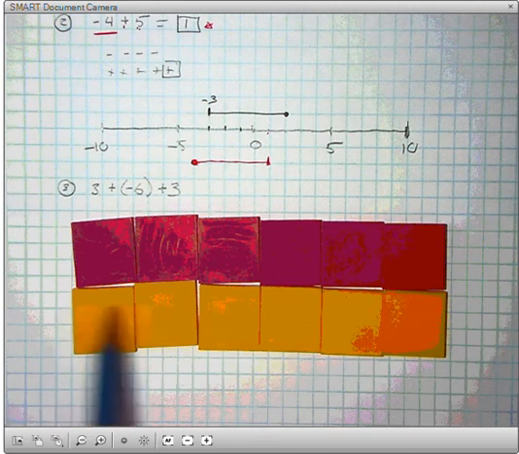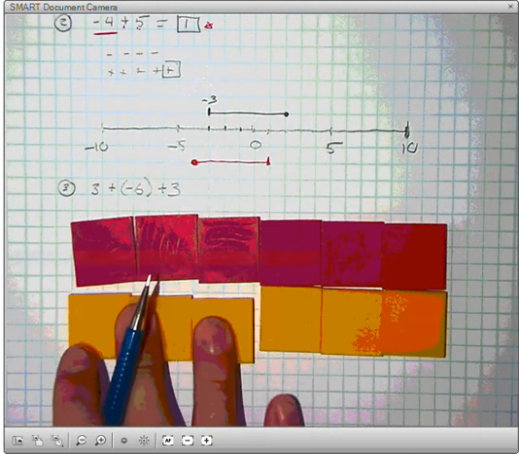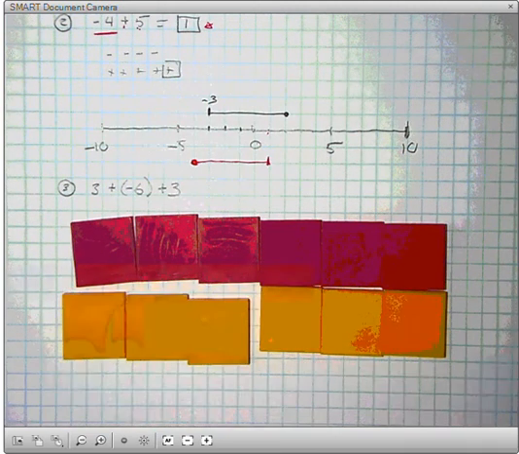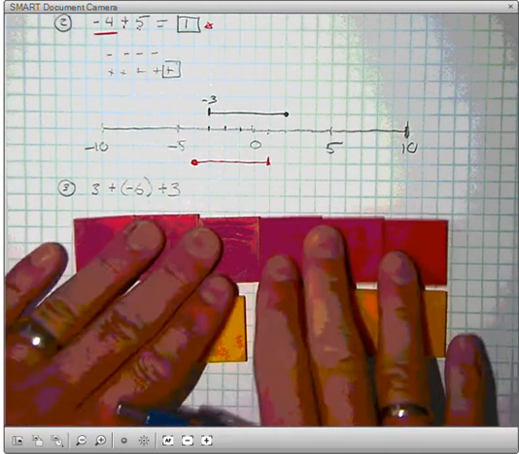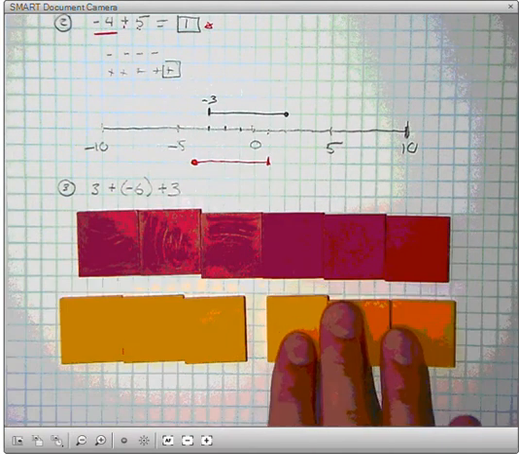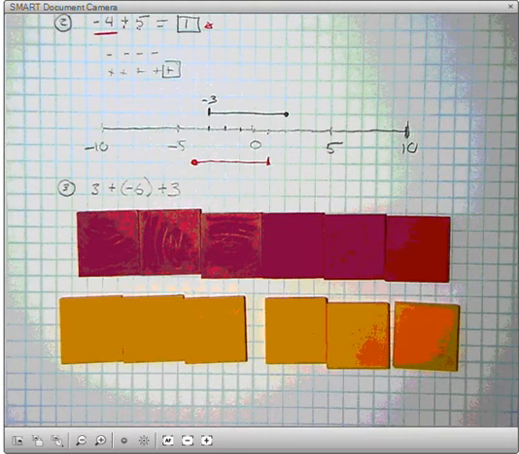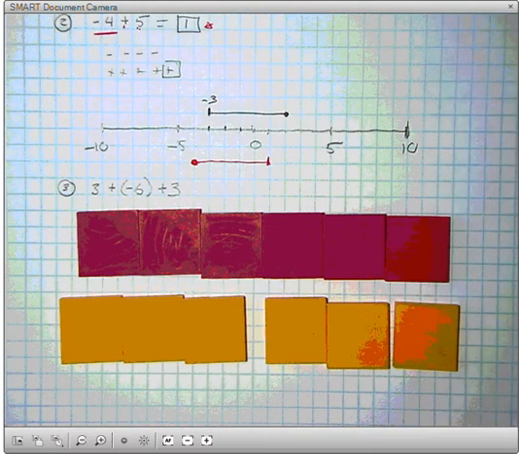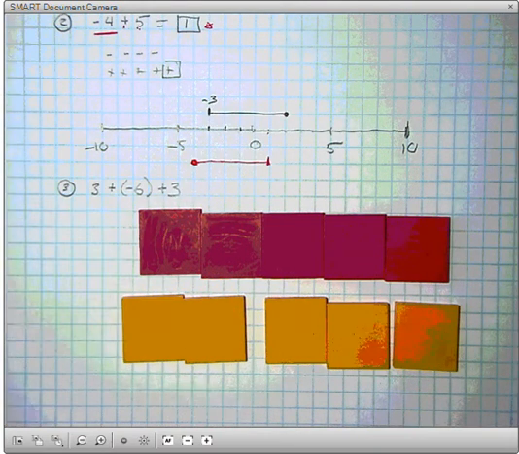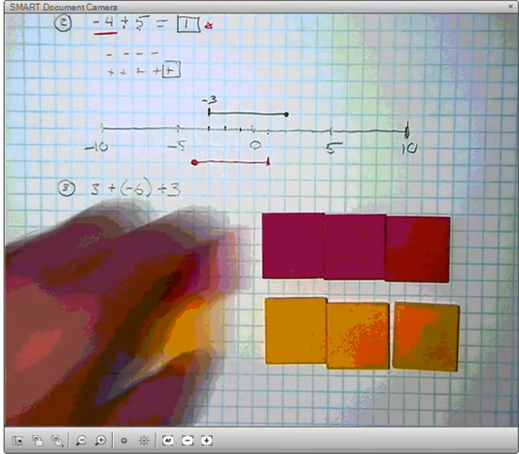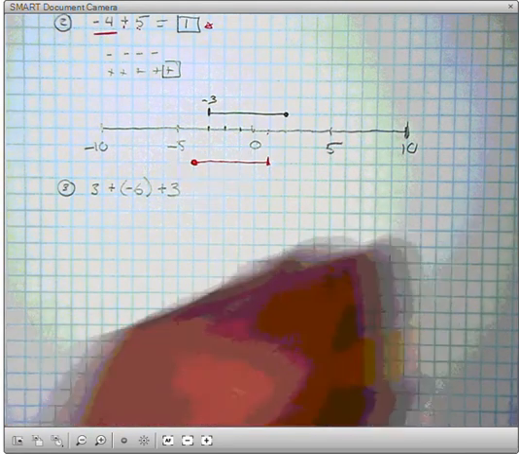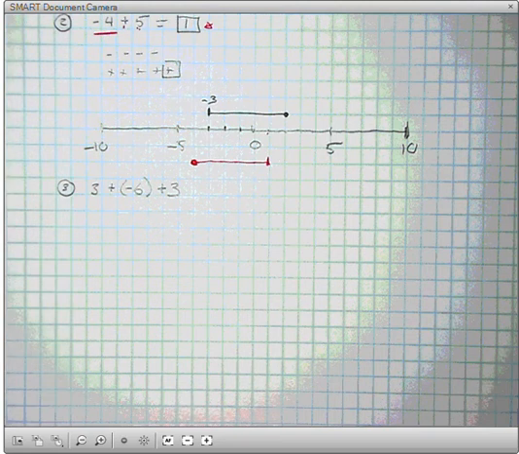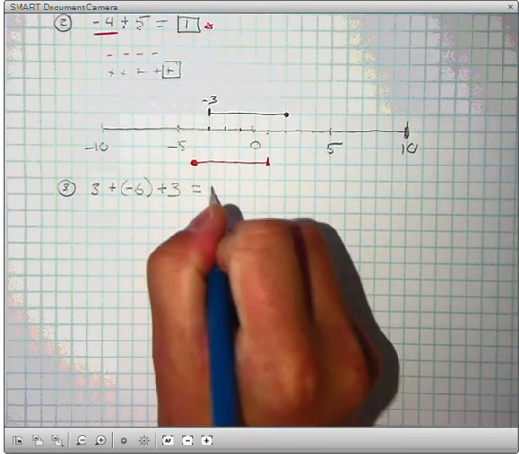So we start here with three positives. Then we add those 6 negatives onto it, but then we have 3 more positives that we have to add on. And now we can make our 0 pairs. Here's a 0 pair, here's a 0 pair, here's a 0 pair, 0 pair, 0 pair, 0 pair. What am I left with? You're left with a 0.